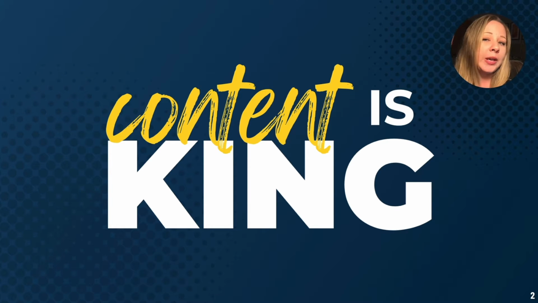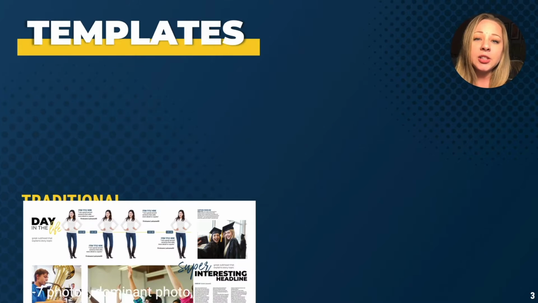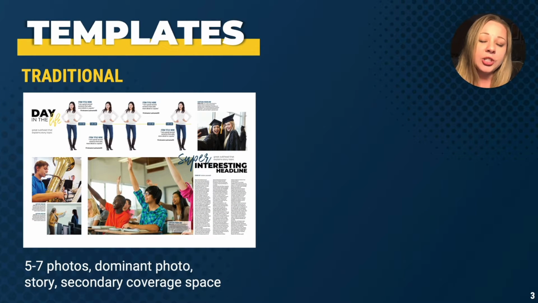So there's two main ways of organizing your templates for your book. The first is what we call a traditional, which is kind of like the layout we created in the last session. So we have a dominant photo, we have captions, we have 5 to 8 photos. We might swap out one of those sections for a module like we talked about at the end of the last video, but generally it's a very traditional way of thinking about a yearbook layout.